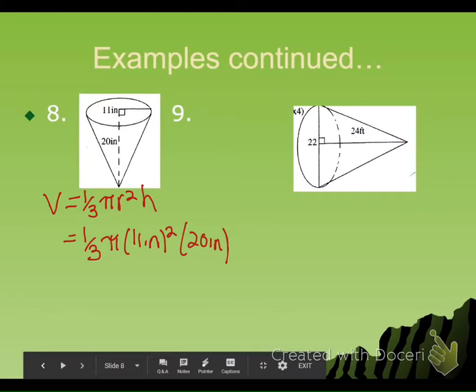20? Okay, so to give everybody a turn, we're going to go Jeremy. Jeremy, what's 11 times 11? What's 11 squared? 121. So you end up with 121 times 1/3 times 20 pi inches cubed. What is 121 times 20 divided by 3?